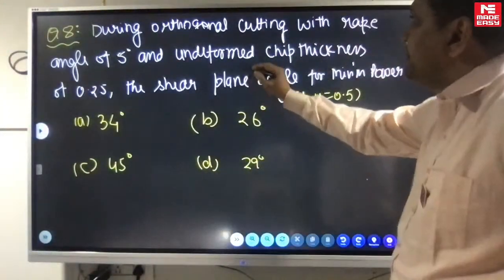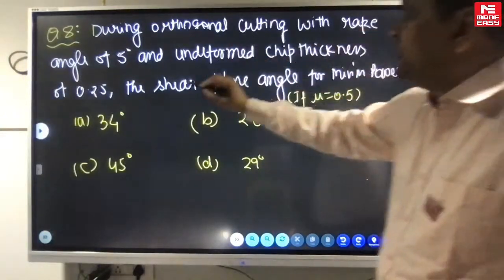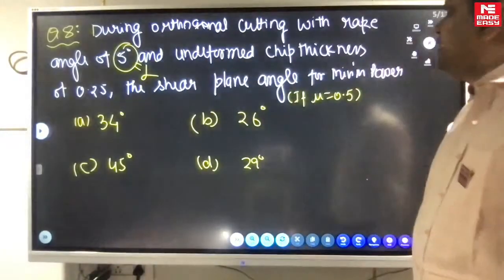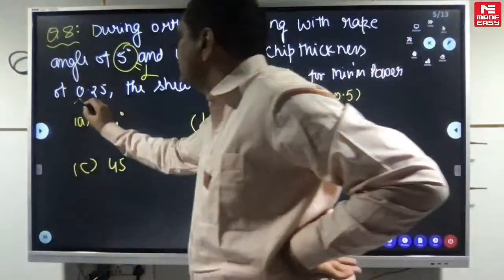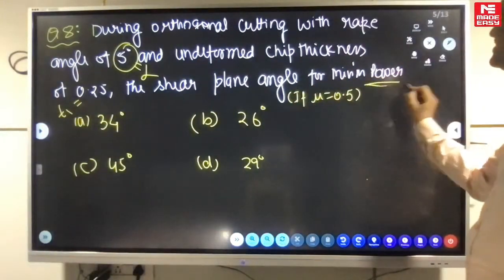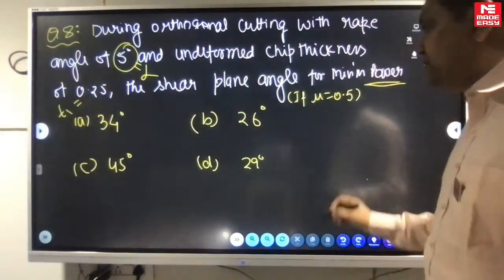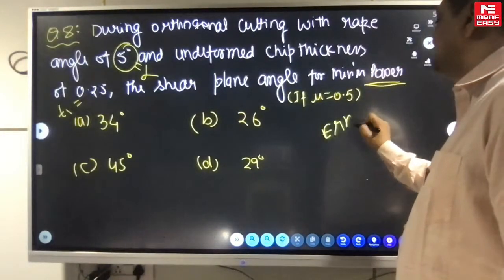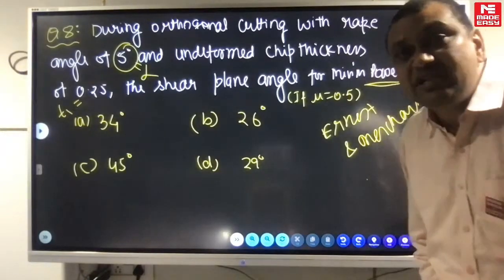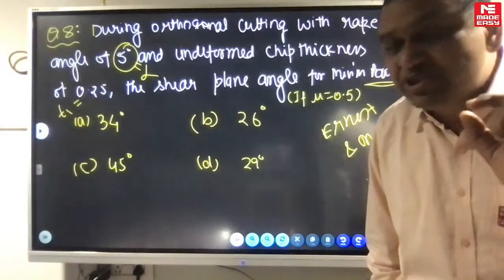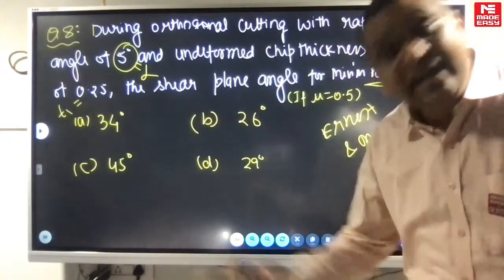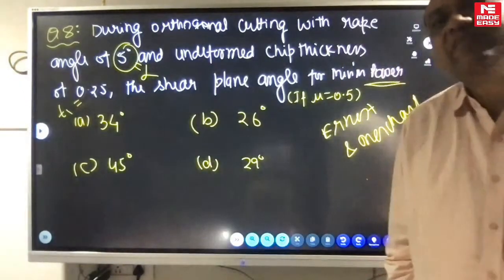Here, what is given? During orthogonal cutting with a rake angle of 5 degrees, alpha is 5, and undeformed chip thickness is 0.25. The shear plane angle for minimum power. Minimum power means you have to use Ernst and Merchant. Suppose the question says using the slip line field theory, then it's Lee and Shaffer. Slip line field theory is the Lee and Shaffer theory.